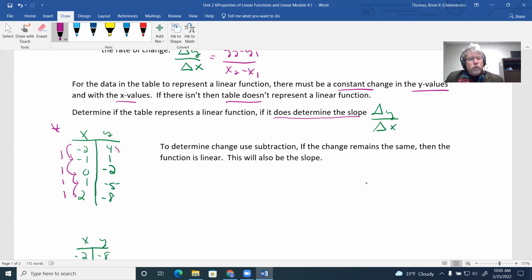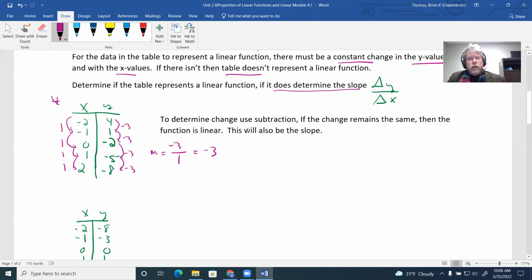Now if you go from 4 to 1, that's a decrease of 3. If you go from 1 to -2, that would also be a decrease of 3. From -2 to -5, that would be a decrease of 3. And -5 to -8, that would be a decrease of 3. So this would be a linear function. The slope is going to be the change in y, which we said is -3, over the change in x, which is 1. So your slope, we use the letter m there, is just going to be -3. So yes, that does represent a linear function.